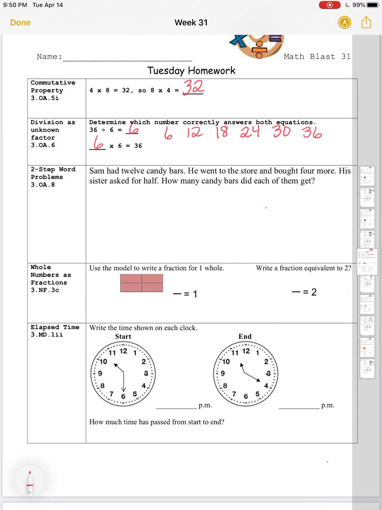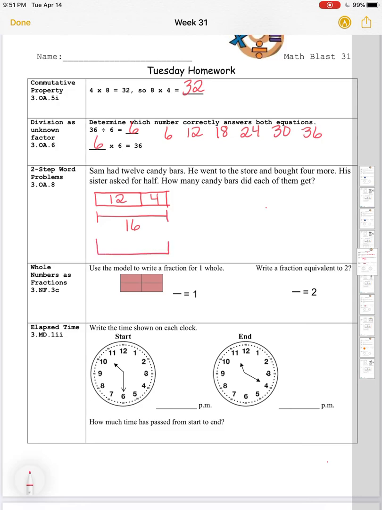Two-step word problems. Sam had 12 candy bars. He went to the store and bought 4 more. His sister asked for half. How many candy bars did each of them get? If Sam had 12 candy bars, I'm going to note that in a tape diagram. He went to the store and bought 4 more. So we're going to add 4 more bars here. And 12 plus 4 would give me the total, 16 candy bars.